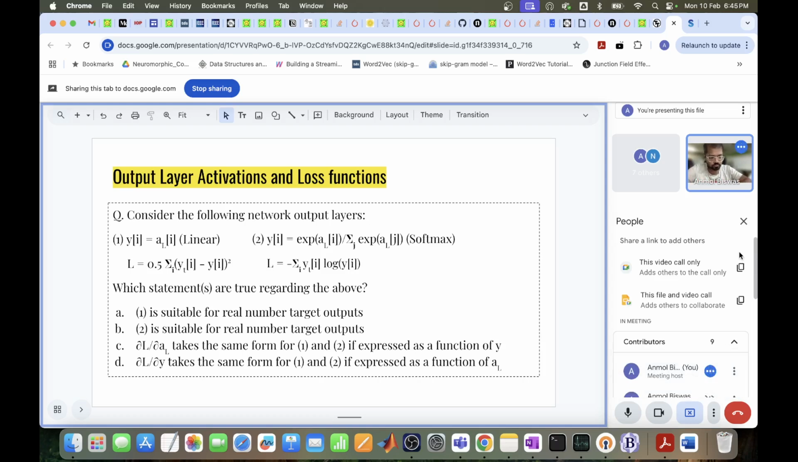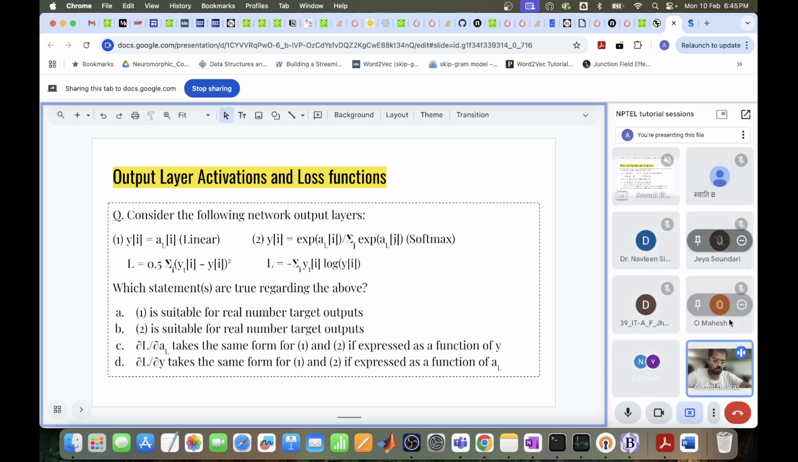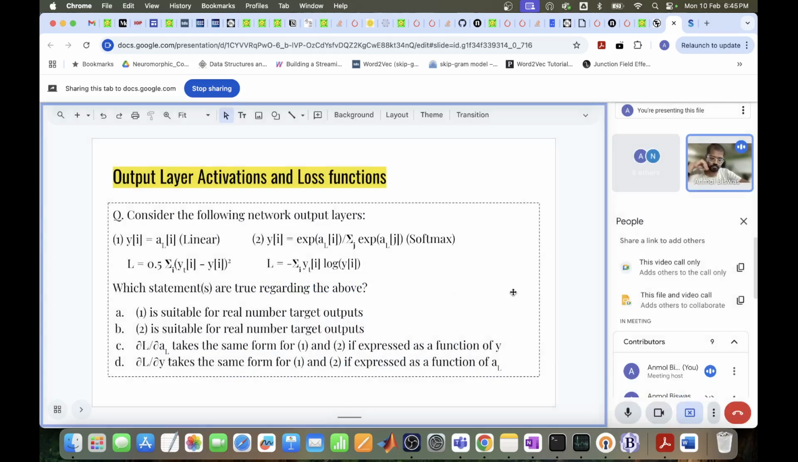Okay, so like I said earlier, obviously the first part of this is fairly straightforward, right? The setup one is the one that is suitable for real number targets, right? Because you are applying linear output, which is unbounded, like real numbers are unbounded, and then the loss is squared error loss, which fits well within a regression problem, right? So that is fairly straightforward.